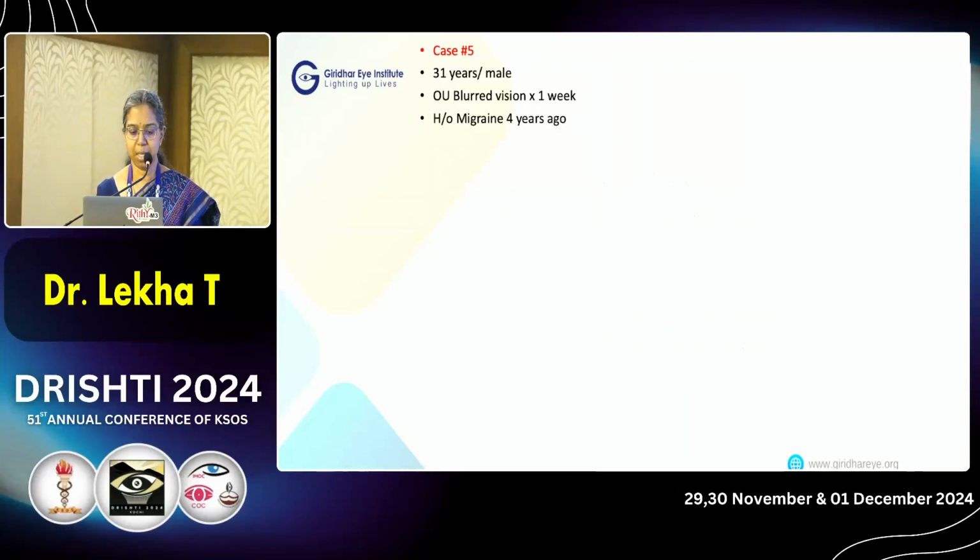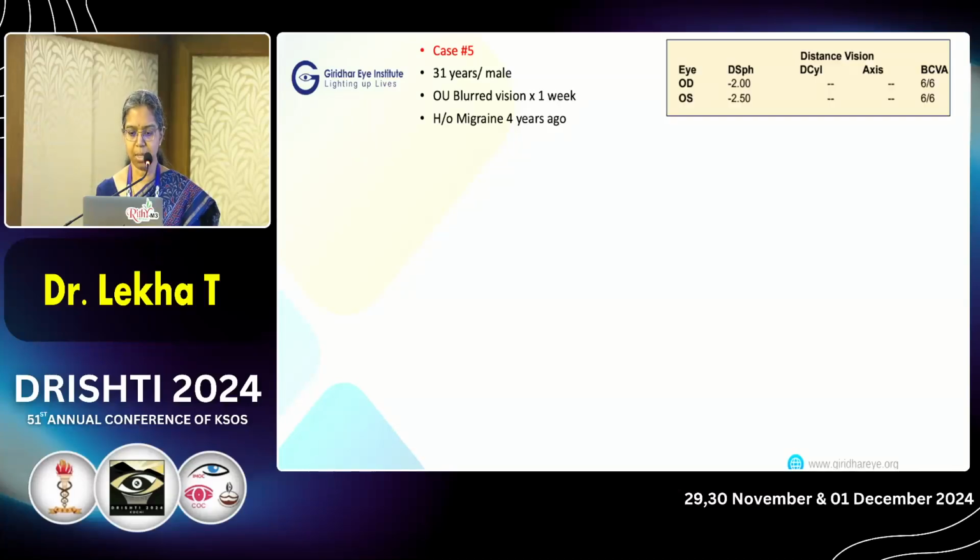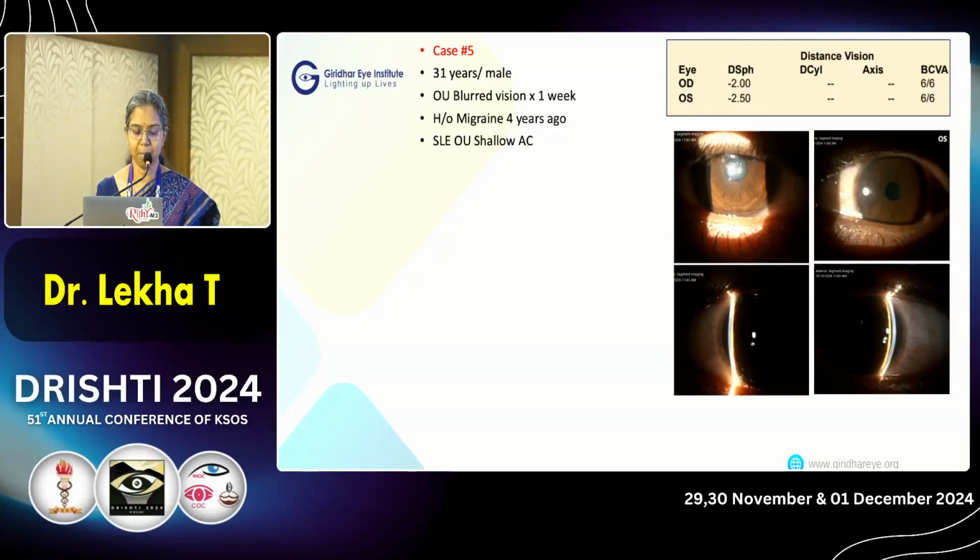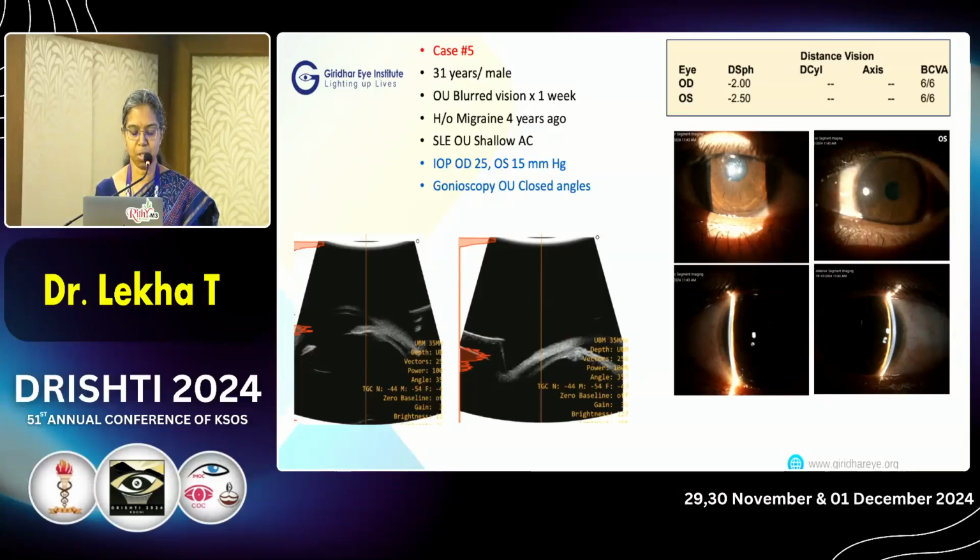This is a young male who noticed defective vision since one week. He consulted a local doctor who prescribed glasses with myopia correction, but he was not happy with that. When he came to us, he had a very shallow anterior chamber, slightly raised IOP, closed angles, and ciliochoroidal effusion on UBM.